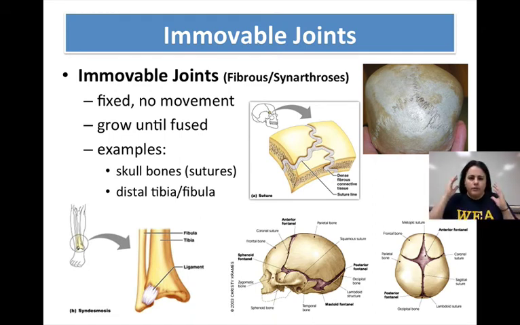The skull bones of the cranium, where they fuse together after childhood, that is called a suture, that squiggly line that you could see in the top picture of the skull. And those sutures allow for no movement at all. During development as a fetus, they're not fused yet.